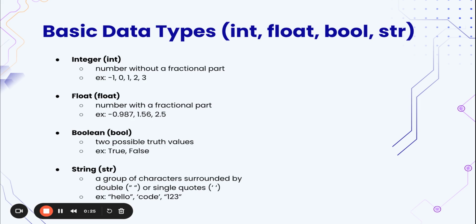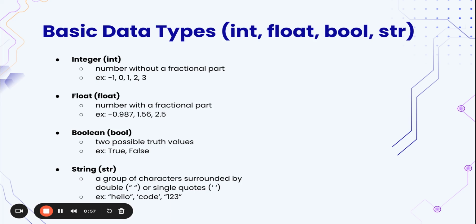An integer is a number without a fractional part. For example, -1, 0, 1, 2, and 3. A float is a number with a fractional part. For example, -0.987, 1.56, and 2.5. A boolean is two possible truth values. For example, it can be true or false.